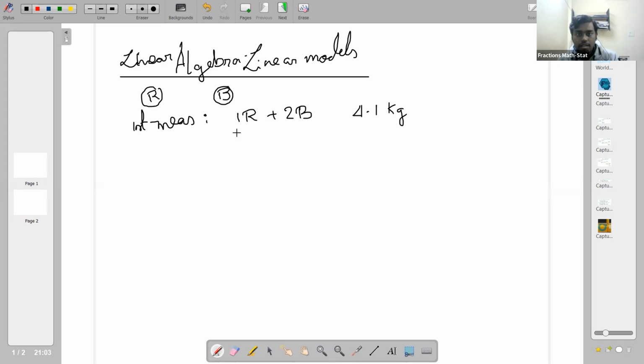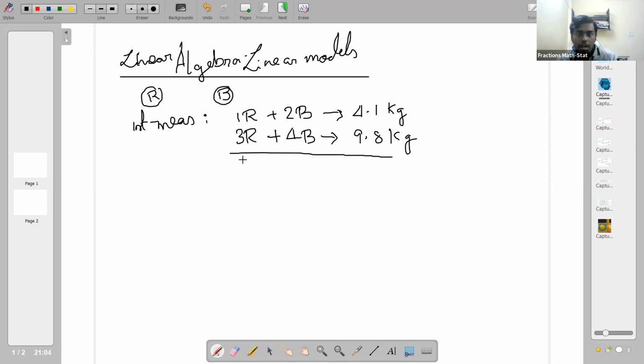Okay, and next you say you have say 3 red balls and 4 blue balls. Suppose in that case the reading is say 9.8 kilograms. So based on these two values, you can directly solve the weight of the red ball and the weight of the blue ball. Sorry, mass. I mean mass of the red ball and mass of the blue ball, right?